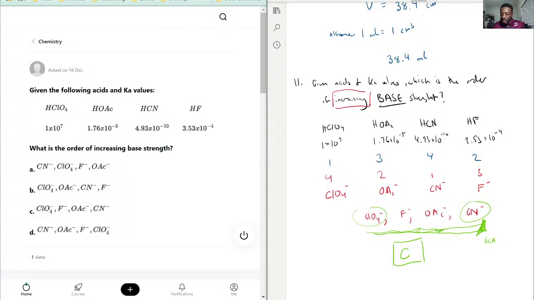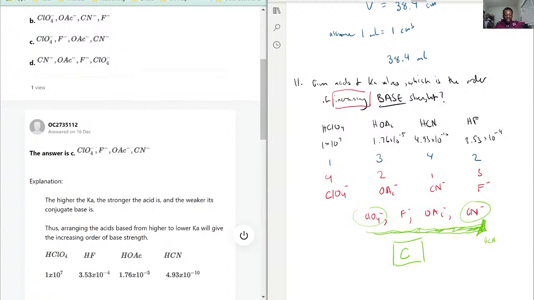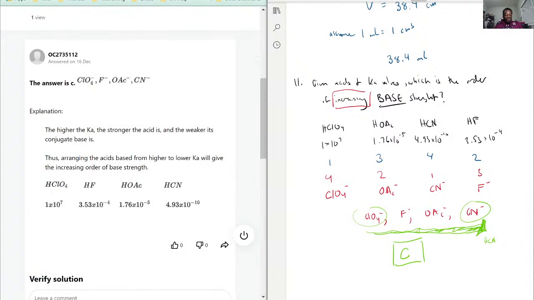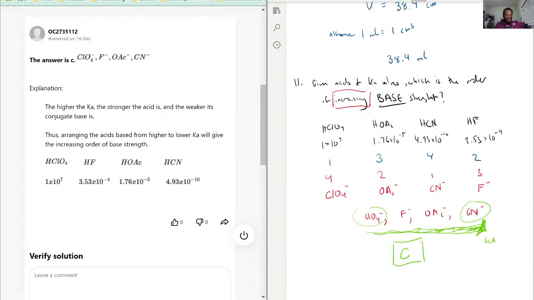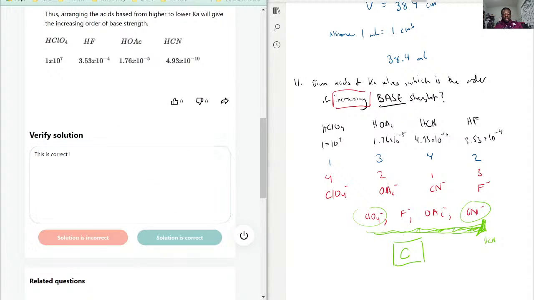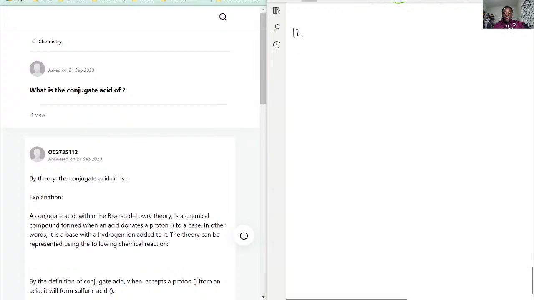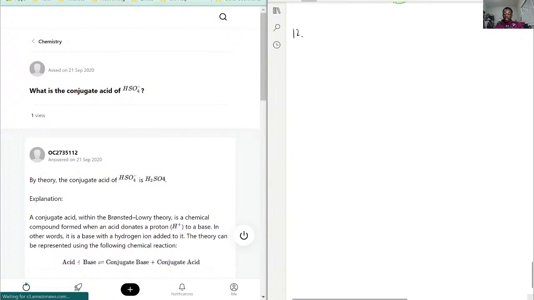Okay, and that is what our answer is going to be, C. So ClO4 minus, F minus, OAc minus, and CN minus, because when you order it, it's the strongest acid to the weakest acid, which is what they did. And if you're the strongest acid, that means you're going to be the weakest base, or even not a base at all. So let's move on now to question number 12.